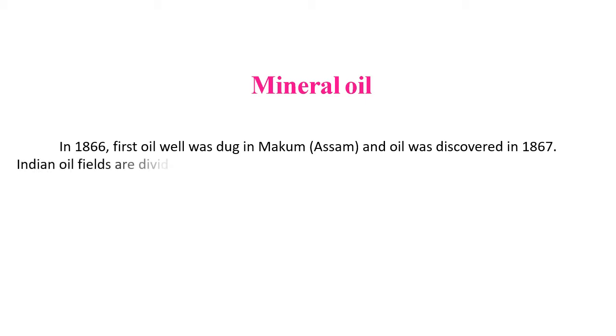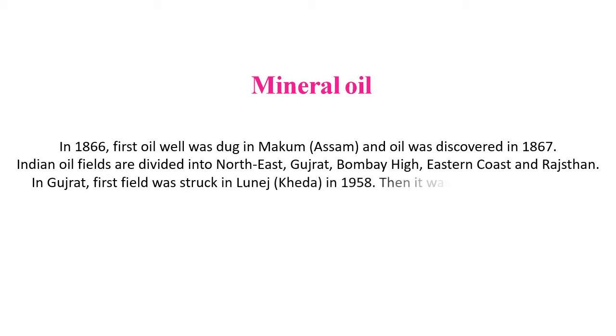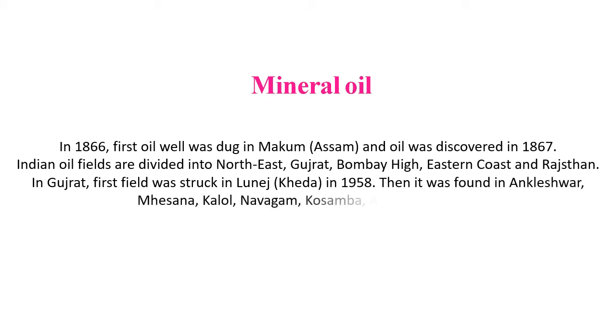Indian oil fields are divided into 5 parts, that is Northeast, Gujarat, Bombay High, Eastern Coast and Rajasthan. In Gujarat, the first field was struck in the Lunaj, that is Kheda district, in 1958. Then it was found in Ankleshwar, Mehsana, Kalol, Navagam, Kosamba, Anand, etc.